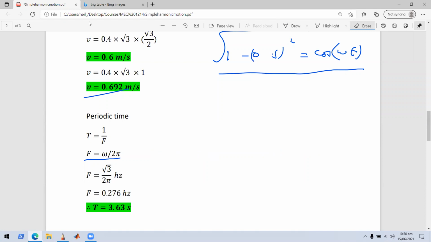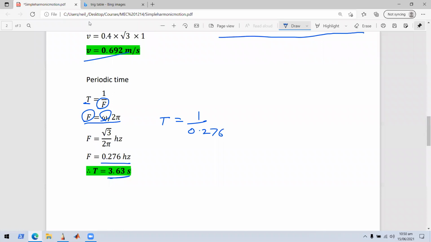Okay, so to solve for the time, we need to find f, right? To find f, we need to use omega and divide it by 2 pi. Plugging those values in, f is equal to root 3 divided by 2 pi, so f is equal to 0.276. Using this to find time, t is equal to 1 divided by 0.276, which is 3.63 seconds.